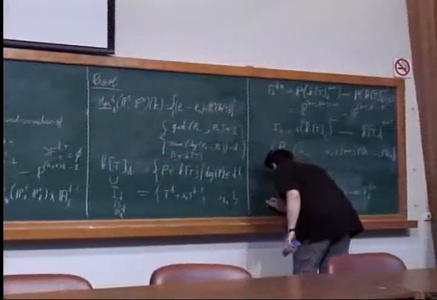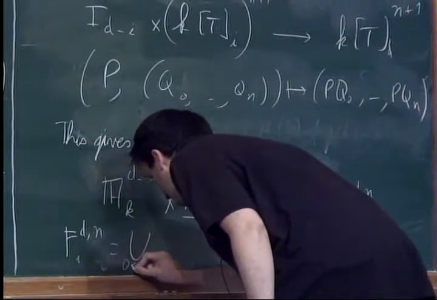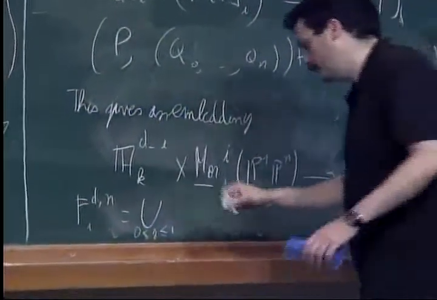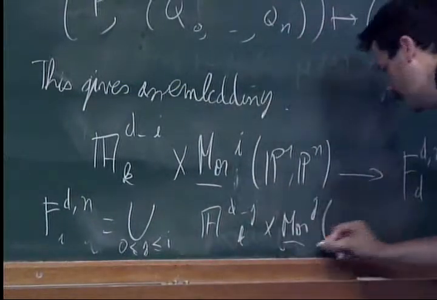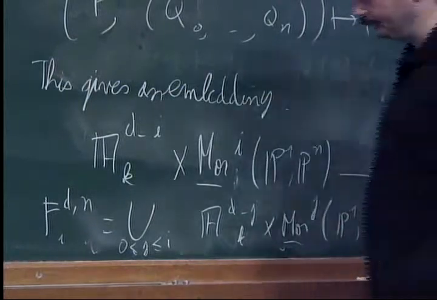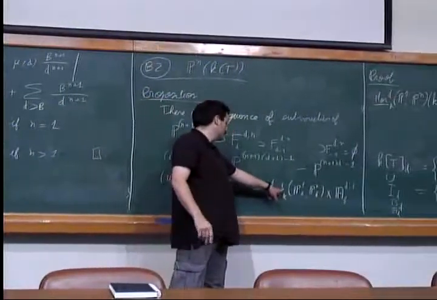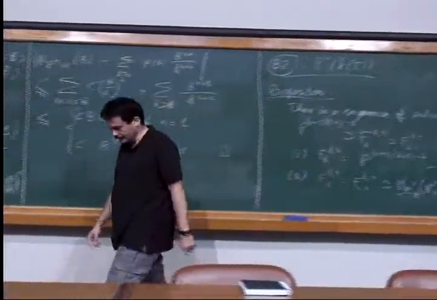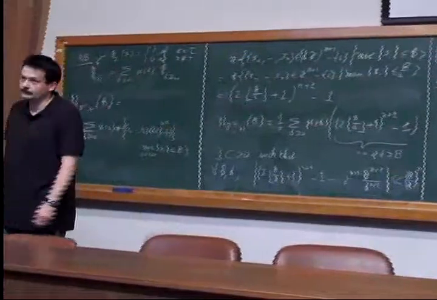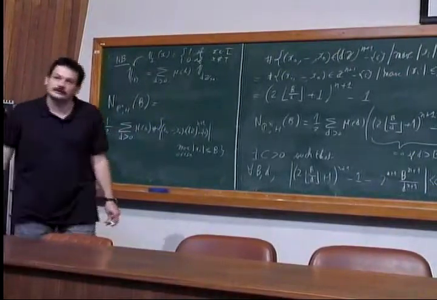And I put Fi dn, which will be the union for j going from 0 to i of the image of this map, A d minus j k times the morphism j from P1 to Pn. And of course, we are interested in the first one, in the morphism of degree d. So this is an open subset of Fd dn, and we get, as was stated earlier, that morphisms of degree d from P1 to Pn form an open subspace of this projective space. Is there any question about the proof?